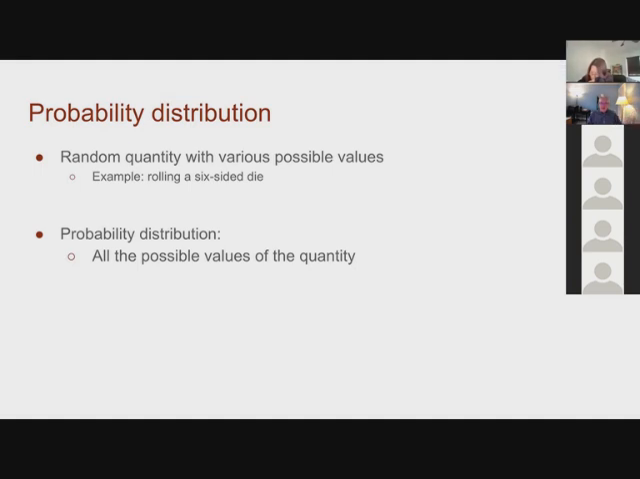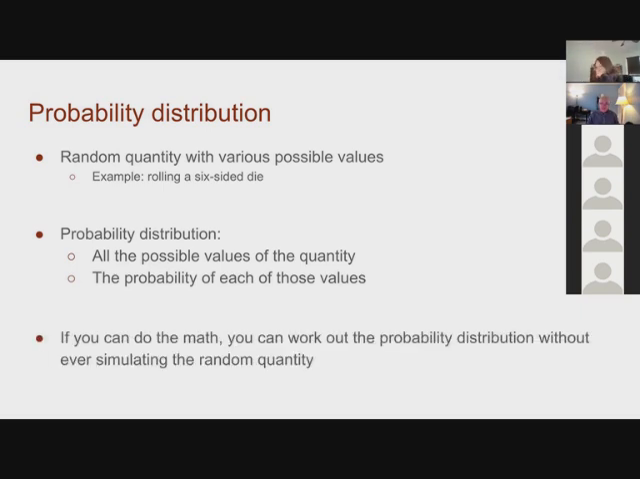And in this case, it's actually pretty straightforward to calculate the probability distribution, right? Rolling a 6-sided die, it's a fair die. The probability of each number coming up is going to be 1/6. So a probability distribution would be all the possible outcomes, in this case the numbers 1, 2, 3, 4, 5, and 6, and the probability of each of those values. We can calculate that if we do the math. For this example, it's straightforward and simple.